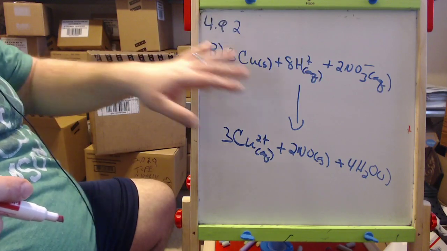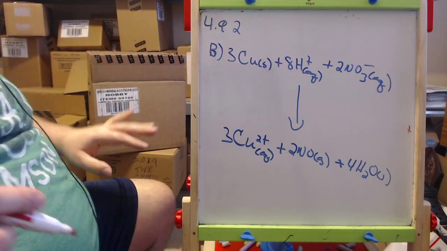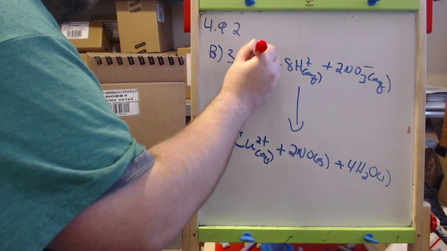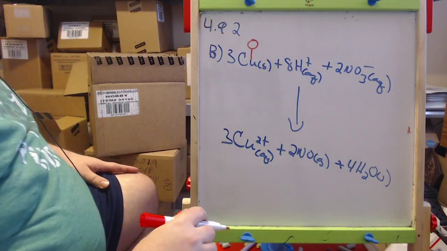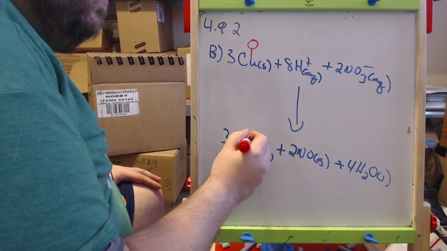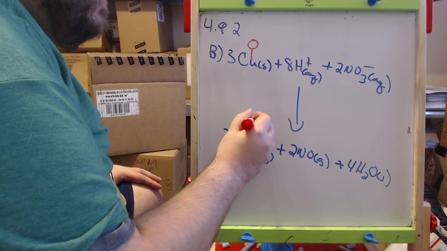All right, let's look at copper first. Okay, copper's in its elemental state. It's a solid, so it's 0. Copper over here is a 2 plus because it's an ion.